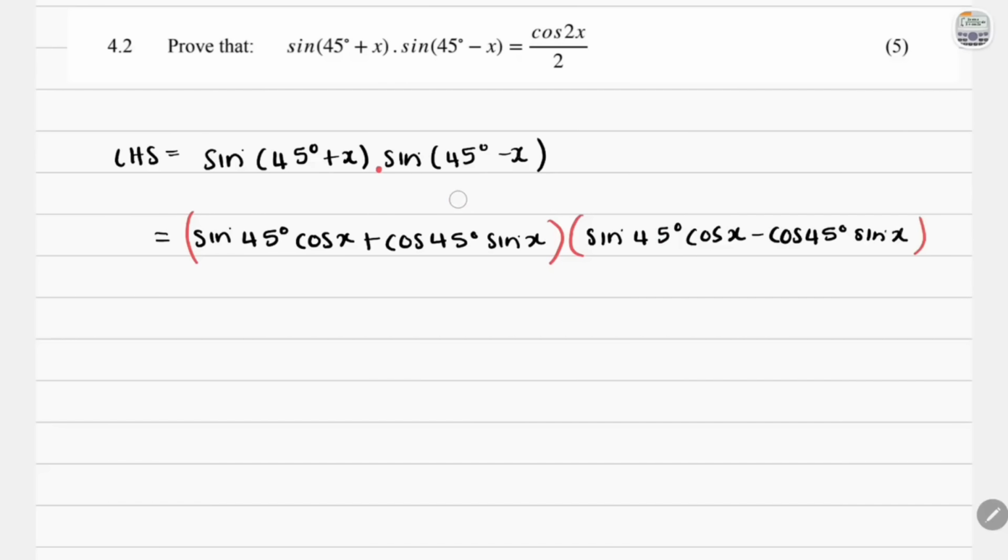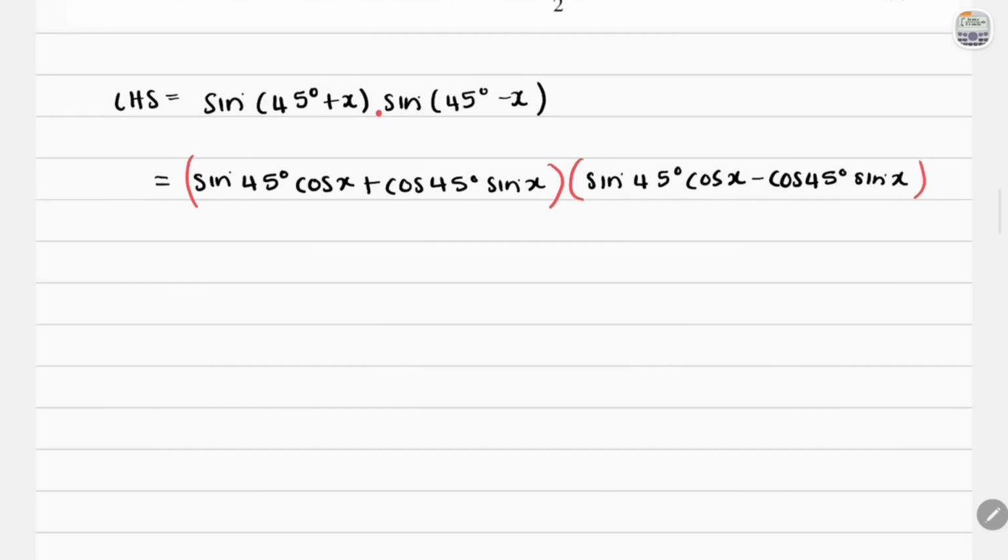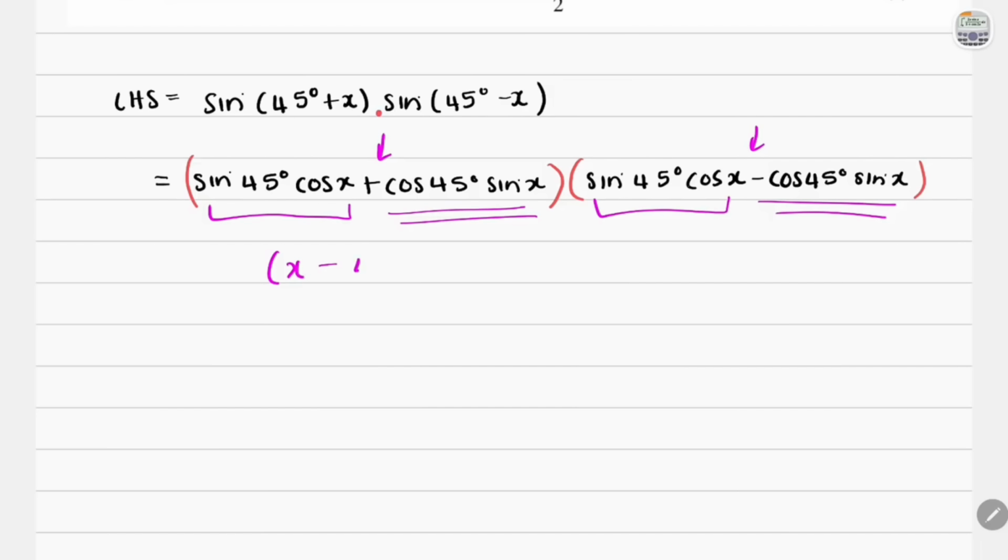Okay, so these two are multiplying, and do you see how this and this are exactly the same, and this is also exactly the same, and then we have a plus and a minus. So this is difference of two squares. Just like we had x minus 2 and then x plus 2, you see how that's the same, and then plus minus. We can simplify it too.